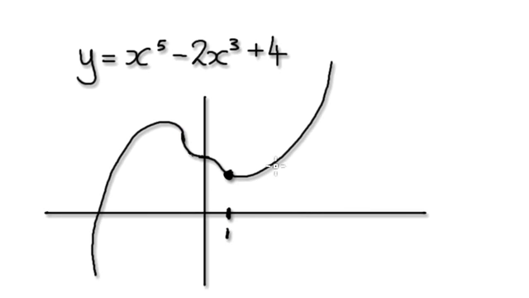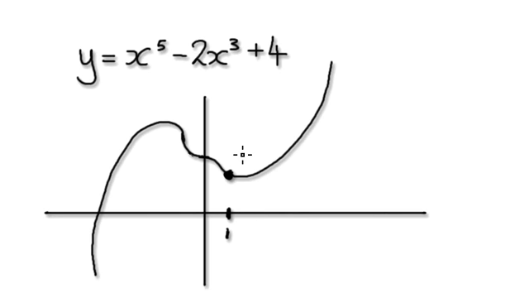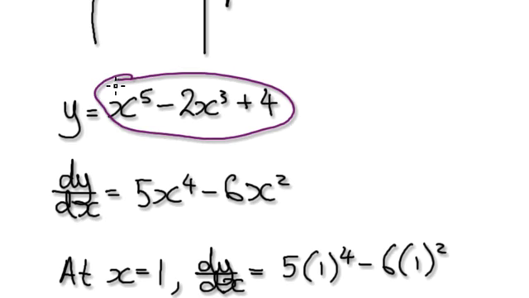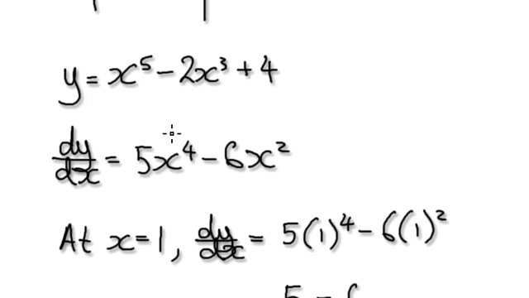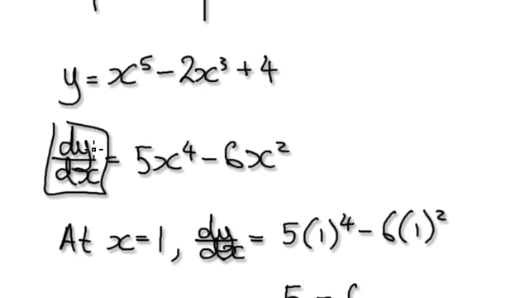Okay, so to find the equation of this tangent line, you need to find the gradient of this tangent line. The gradient of the tangent line is the same as the gradient of the curve at this point. So really you've got to differentiate this and then find the gradient at this point here. Given y equals this, when you differentiate it, dy by dx will be this. This is your dy by dx, meaning you can find the gradient at any point.